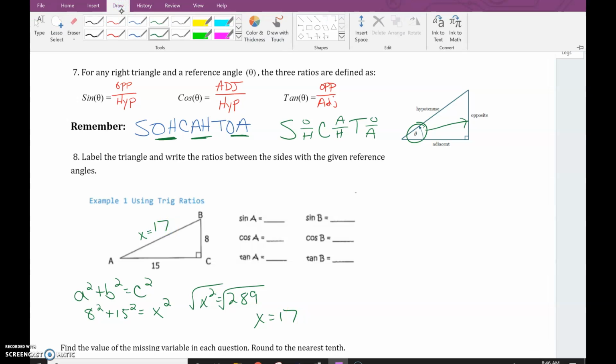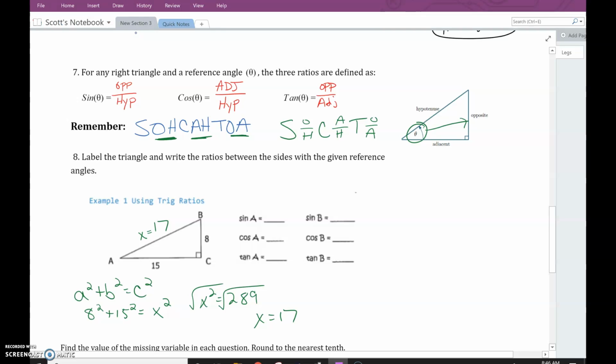So whenever we are doing these ratios, for the sine of A, this is my reference angle. That would make this the opposite, the adjacent, and the hypotenuse up here. So sine of A would be opposite over hypotenuse. So sine of A is 8 over 17.